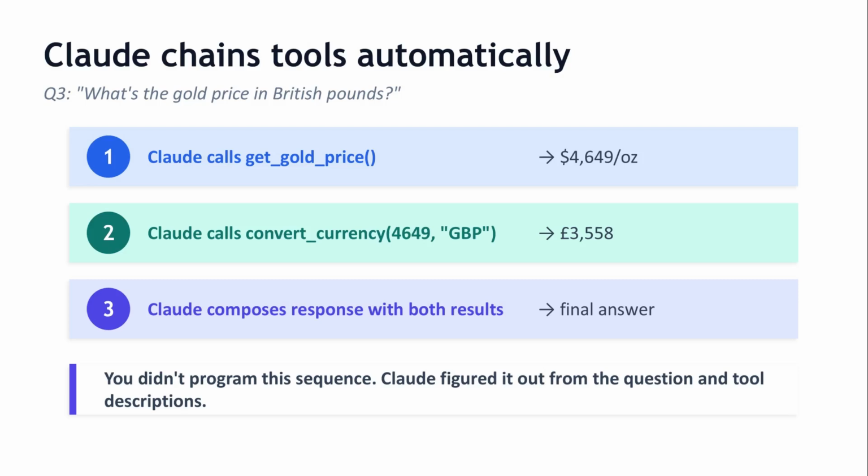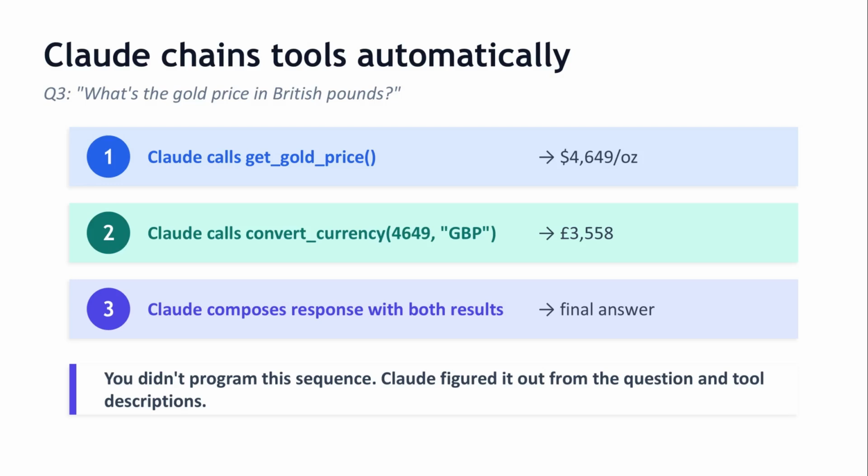Let's look at what happened with question 3, gold price in British pounds. Claude called get_gold_price first, got the USD price. Then it realized the user asked for pounds, not dollars. So it called convert_currency with the gold price as the amount and GBP as the target. We didn't program this sequence. There's no code that says call tool A, then tool B. Claude figured it out from the question and the tool descriptions.